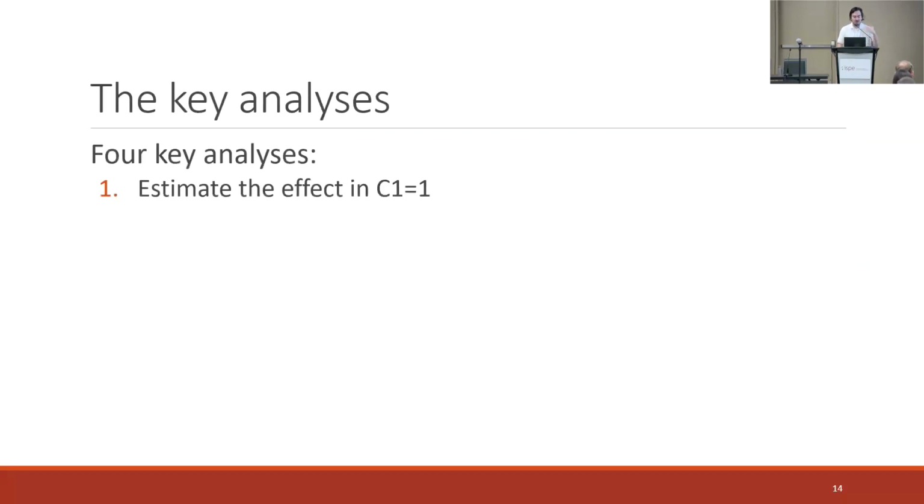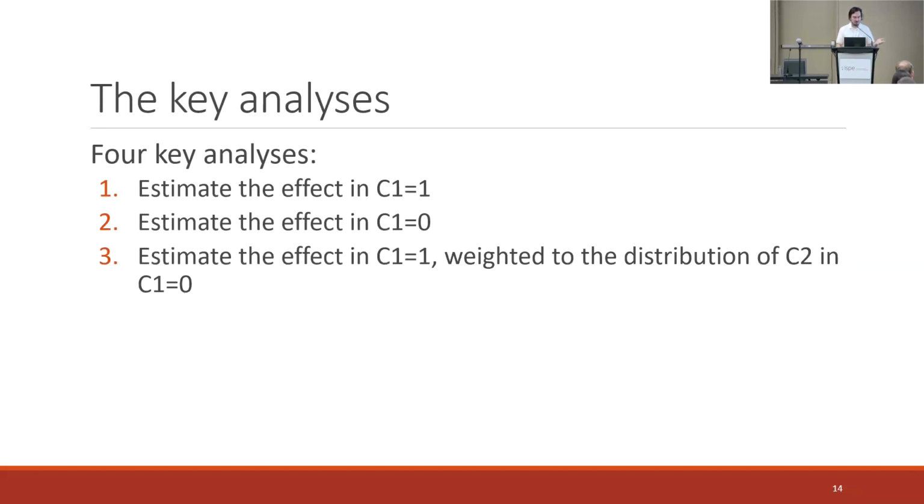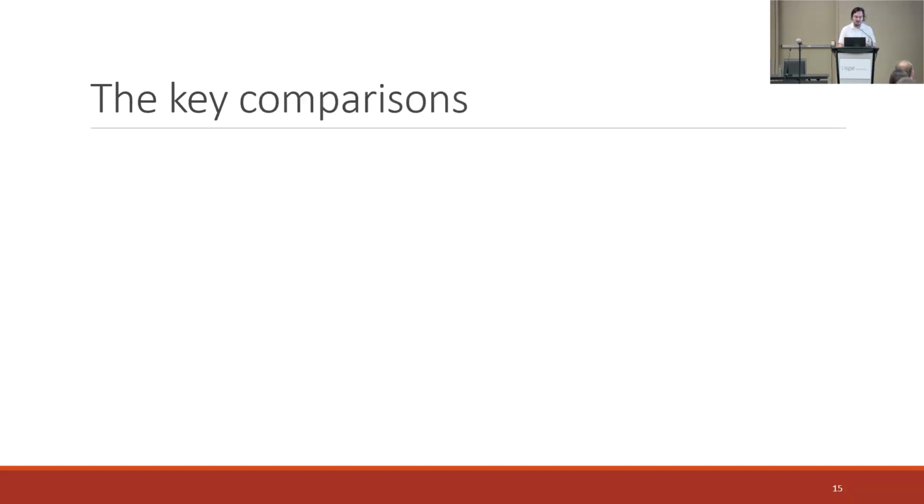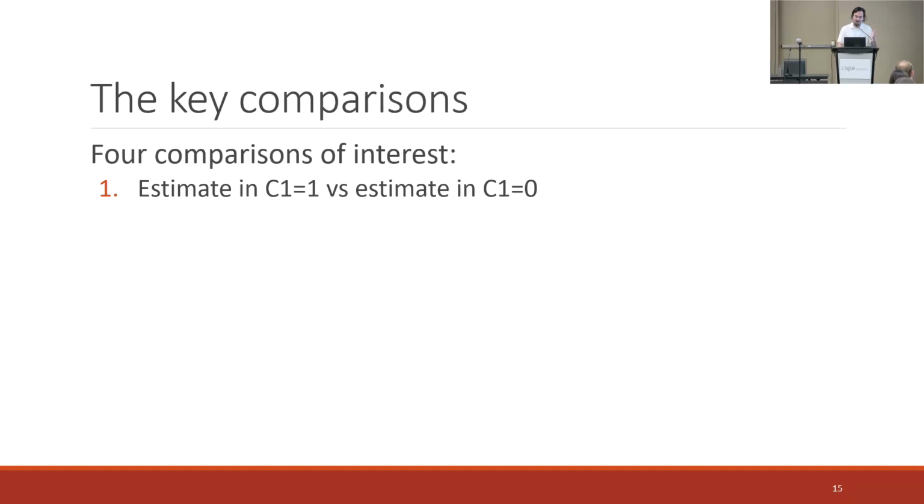Where we first estimated the effect in C1 equals 1, and then the effect in C1 equals 0. We estimated the effect in C1 after we made the people with C1 equals 1 look like the people with C1 equals 0 when it comes to C2. I promise this will be even clearer on the actual analytic slides. And then we did the reverse, where we made the C1 equals 0 people look like the C1 equals 1 people. And there's a couple, 4 key comparisons we made.